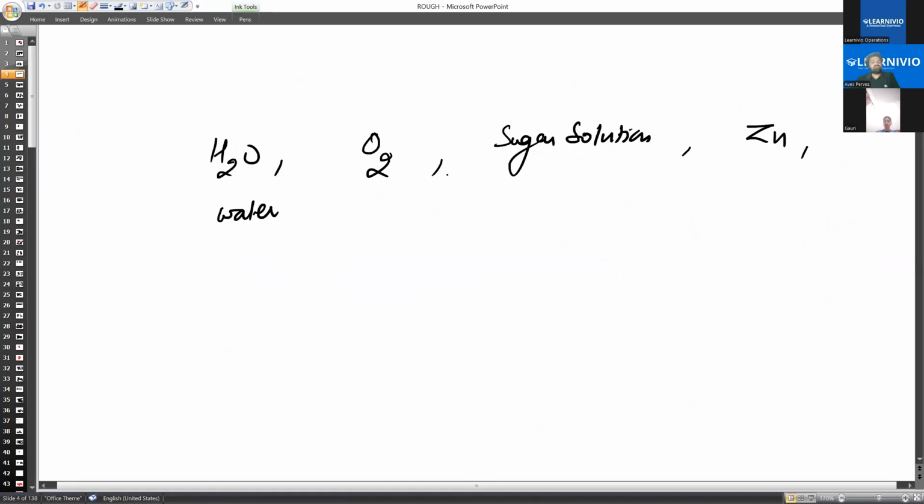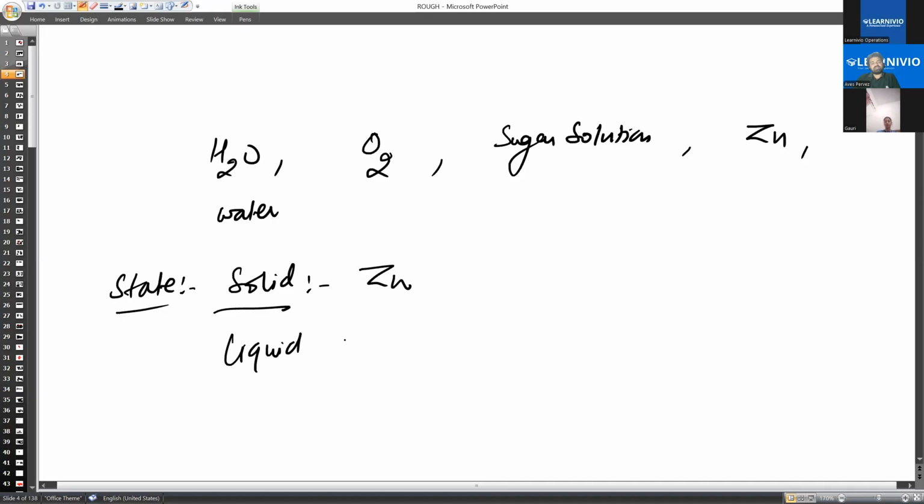If I say categorize these on the basis of their state, like solids, liquids and gases: in solids you will write simply zinc. In liquids you will write water, H2O, and sugar solution. And in gaseous form you will write O2. Got it? So these substances we have divided on the basis of their states.